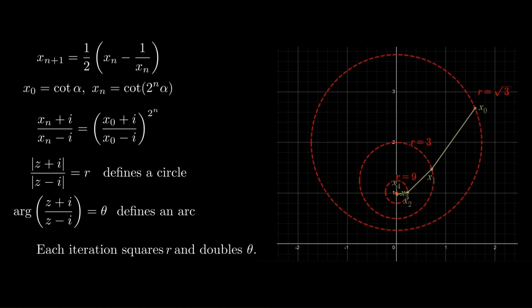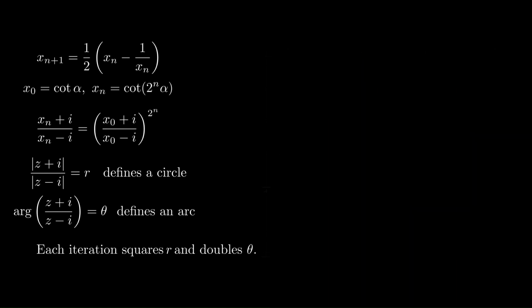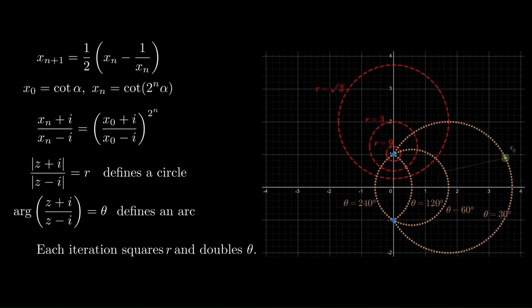Now let's go back to those graphs and take x0 to be on the arc corresponding to theta equals 30 degrees. Then, sure enough, x1 is on the 60-degree arc, x2 is on the 120-degree arc, and x3 is on the 240-degree arc. Then if we double 240 degrees one more time, we get 480 degrees, but that's equivalent to 120. So from that point on, the terms will bounce between those two arcs. And at the same time, they'll be approaching i very rapidly.